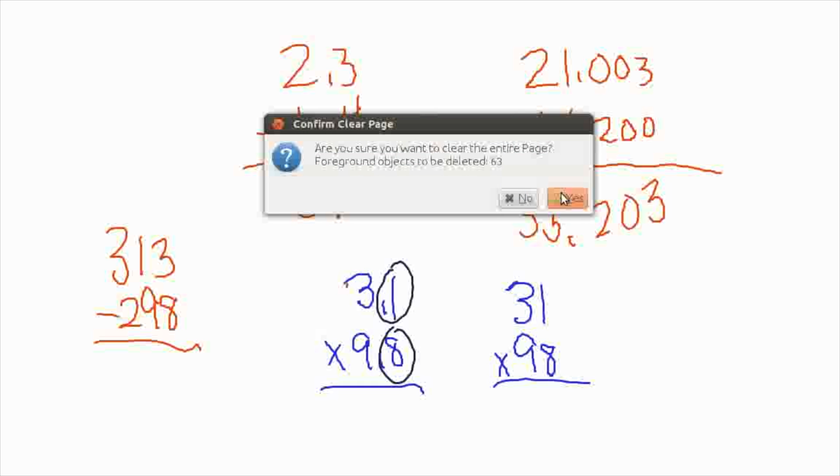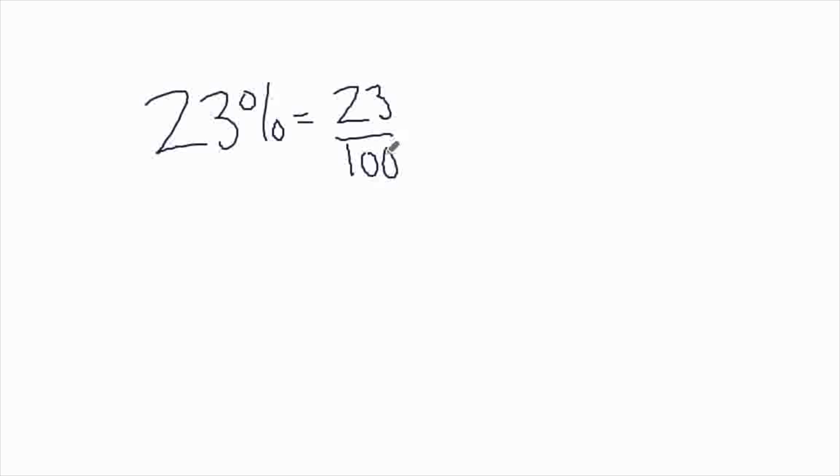Okay, so let me now quickly talk about percents. What does it mean to say a number like 23%? It's just another way of writing a fraction, specifically fractions that have 100 on the bottom. So this is simply the fraction 23 over 100. It's as simple as that. A percent is simply a different way to write a fraction. And then you can add and subtract all the things you know how to do with fractions.